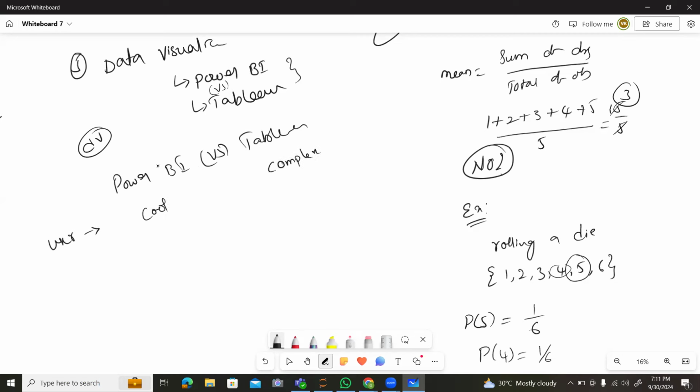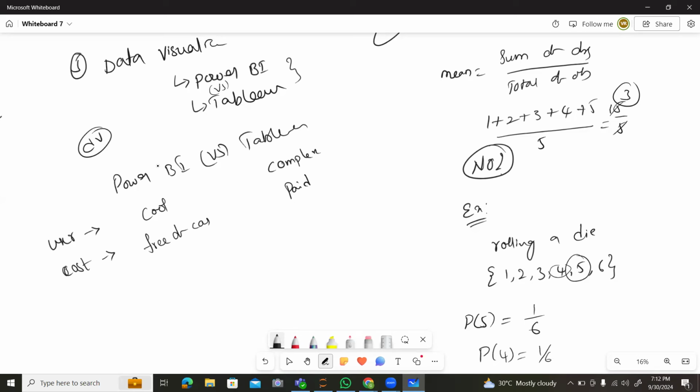Coming to the cost, Power BI is open source, free of cost. Tableau is paid; you need to pay for the usage. And Power BI is a recent trending one.